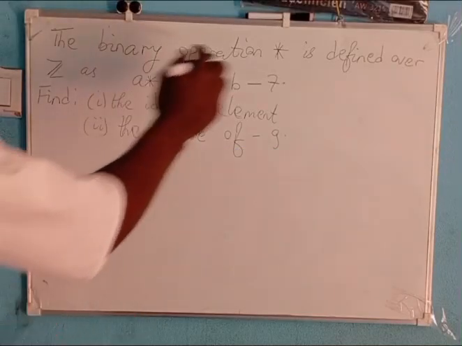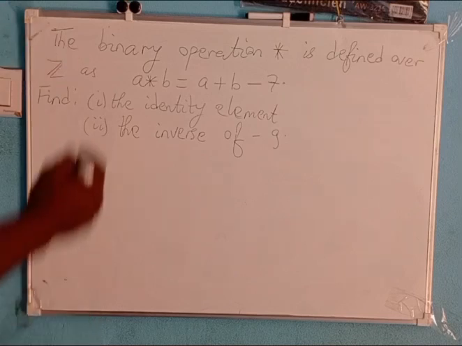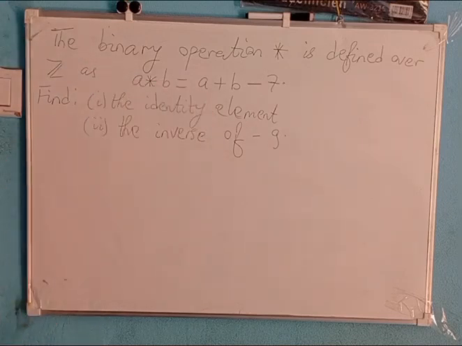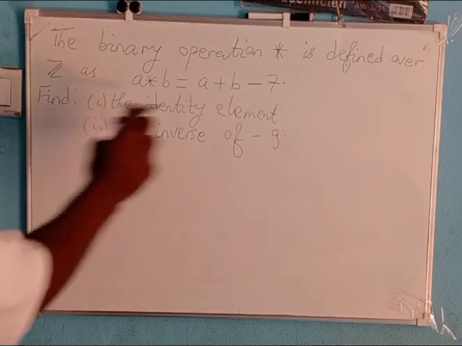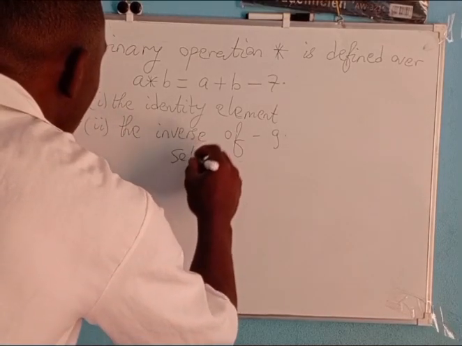The binary operation star is defined over Z, the set of integers, as A star B is equal to A plus B minus 7. Find question 1, the identity element. Question 2, the inverse of negative 9. We take the solution.